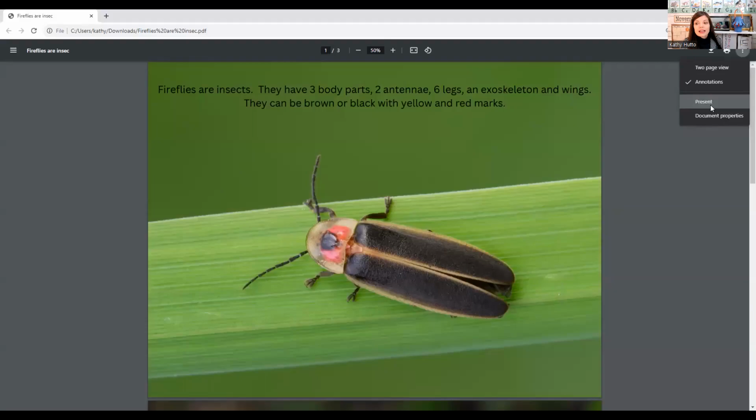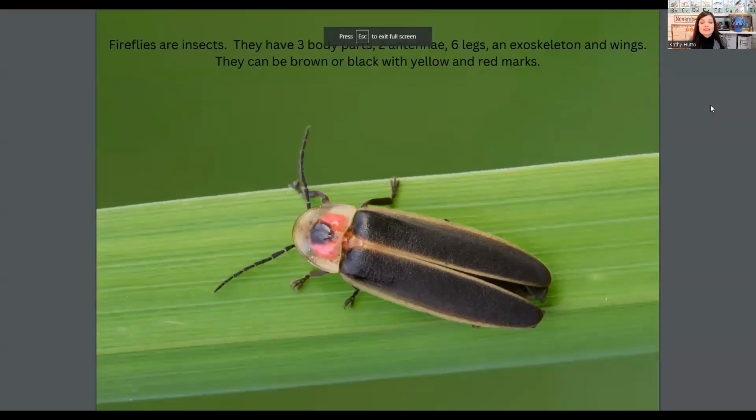Catch some fireflies. Well, it's time for us to do science, and we're going to be talking about fireflies. Fireflies are insects, and we've talked about insects before. Insects have 3 body parts, 2 antennae, 6 legs. They don't have bones on the inside. They have an exoskeleton, meaning they're hard on the outside. And most insects have wings, and fireflies do have wings. Fireflies can be brown or black with yellow and red marks.